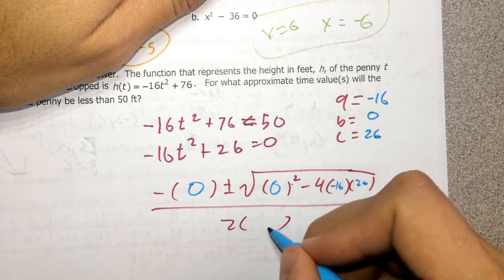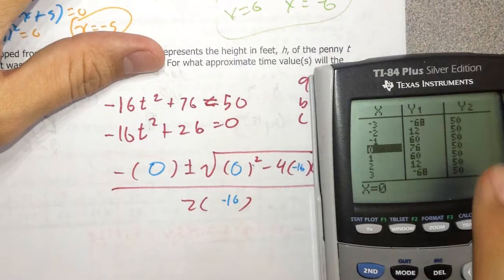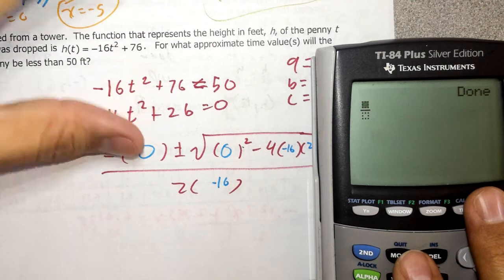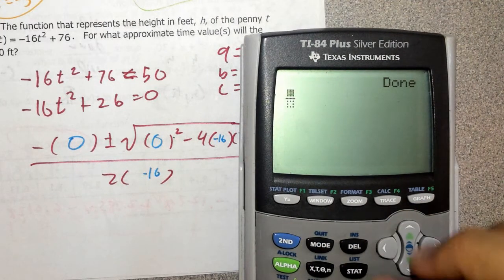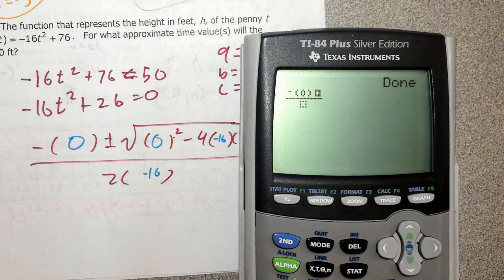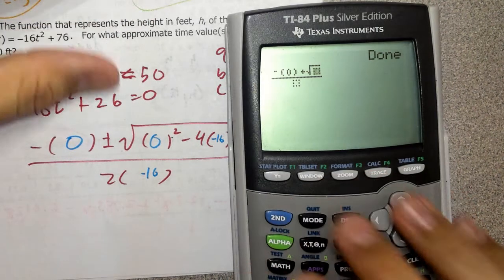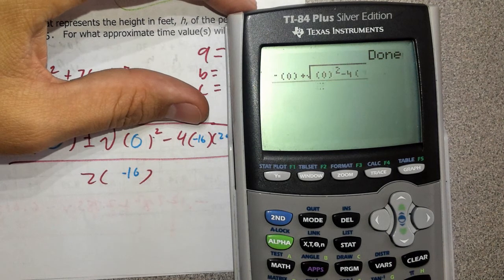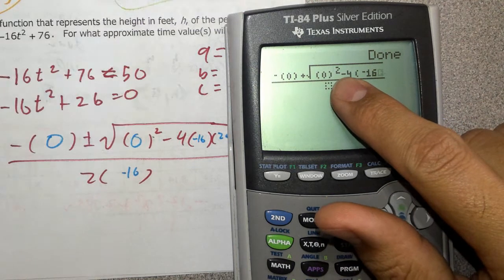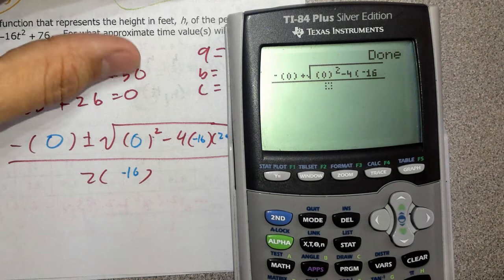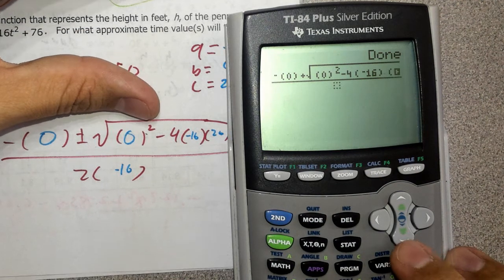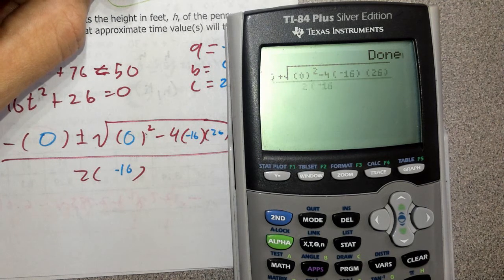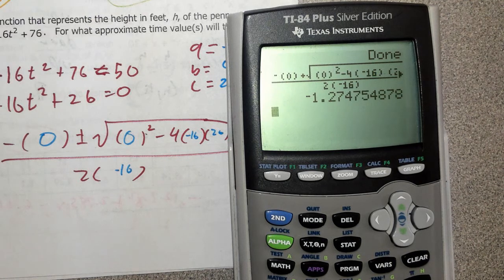A, B, C. I'm going to go ahead and plug this in the calculator. There are some zeros here. I don't care about the zeros, but I'm going to show you how to put them in. You don't have to put them, but I want to show you how to put them in just to make sure you understand how they would go. Negative 0 plus the square root of 0 squared minus 4 times negative 16. The negative in the middle, or minus, is the gray one. The ones in front of these are the white ones. 16, and this is 26. Now we can go down 2 times negative 16. Enter, and that's what it's going to be.